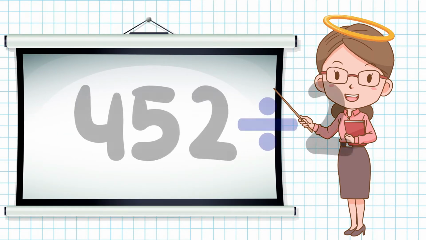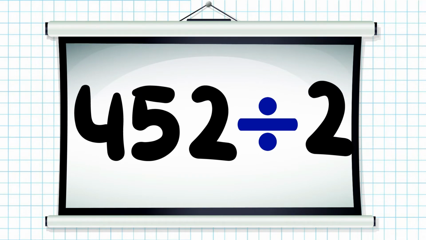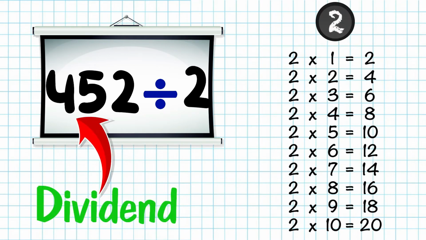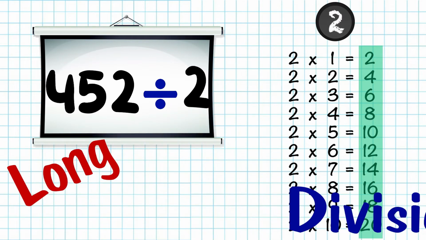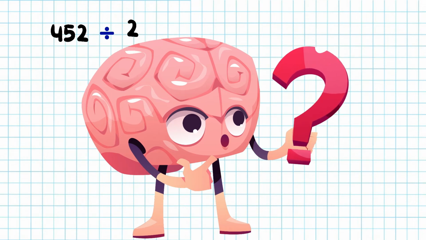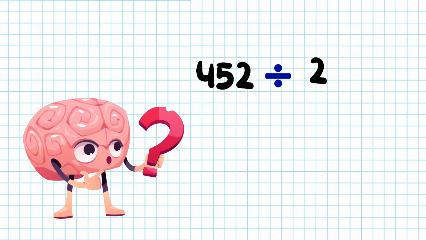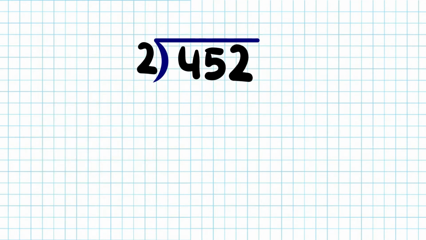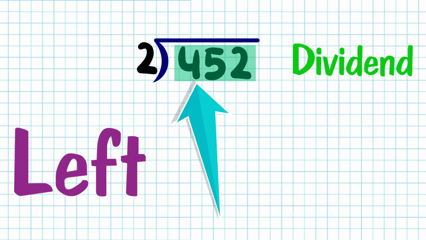If we have a problem, 452 divided by 2, and you read the table of 2, the dividend is not even closer to any of the multiples of 2, which means this is the case where we need to use long division. Do you remember what we discussed earlier about long divisions? Yes, you are absolutely right. We will work digit by digit starting from the left of the dividend.